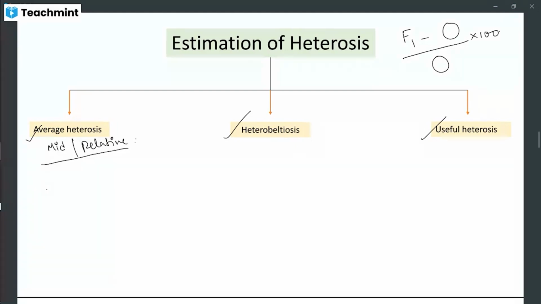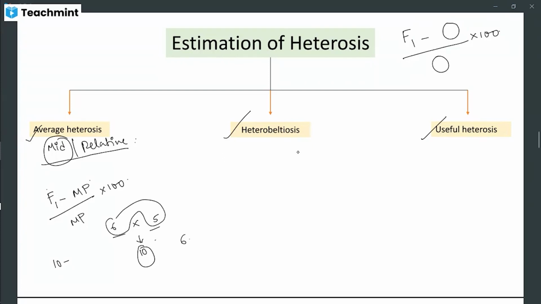In case of average heterosis, it is F1 minus the mid-parental value. The name itself indicates it is the mid-parent heterosis, divided by mid-parent, into 100. For example, if you have a parent which gives 6 tons of yield, and the other parent gives 5 tons of yield, and if you cross between them you get a progeny which gives 10 tons of yield. So 10 minus mid-parent, that is nothing but the mean of your parents. 6 plus 5 divided by 2 is 5.5. So 10 minus 5.5, divided by 5.5, into 100. This gives the value of your average or mid-parent or relative heterosis.